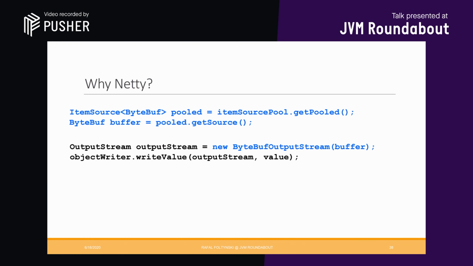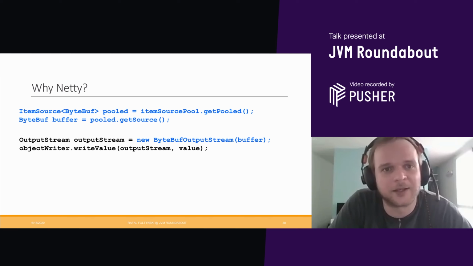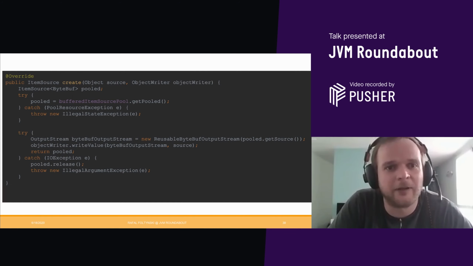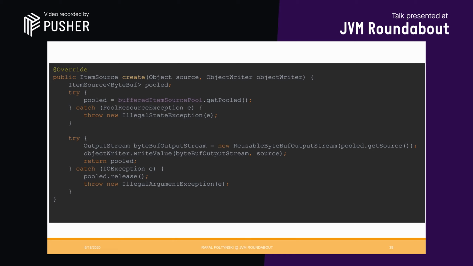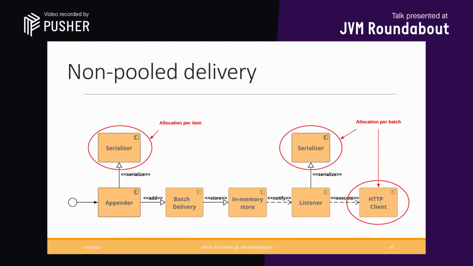This way, I can write code like this, and eventually end up with a full implementation of the serialization. Given the object writer, I can borrow the buffer from my item source pool, create the byte buff output stream called reusable. I'm not sure why I called it reusable, it was just the heat of the moment, I guess. And eventually write the log event into the output stream, and then release it once it's ready to release.